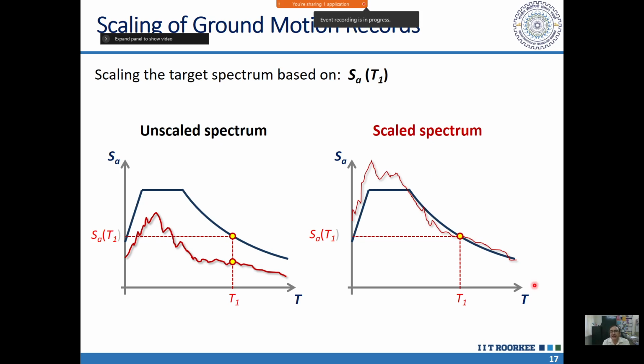That's why we consider a large number of time histories. Some of the time histories will have a response spectrum above my targeted spectrum, and some of the time histories will have a response spectrum below at every period. And then when I take the mean response of those, that is quite a good representative of the response corresponding to the response spectrum which I have targeted.